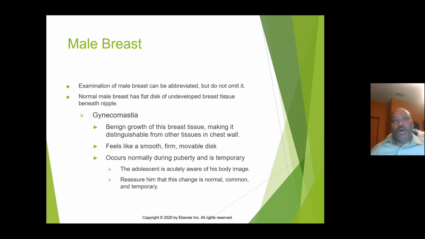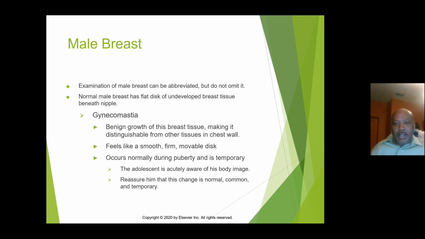You don't omit it, but it can obviously be abbreviated because the male doesn't have as much breast tissue beneath the nipple. This is a really important terminology here, gynecomastia, and this basically has to do with hormones, the ebbs and flows of hormones going up and down in these young men. This is basically benign growth of breast tissue, and it makes it distinguishable from other tissue within the chest wall. It looks like the young man has breasts, especially around the areola area.